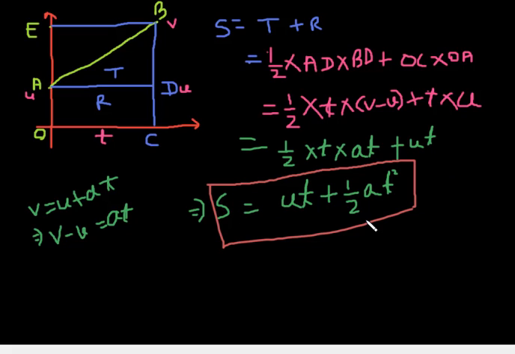So this is all about this class. In the next class we will prove that V square minus U square equal to 2AS. This one we will prove in the next class.